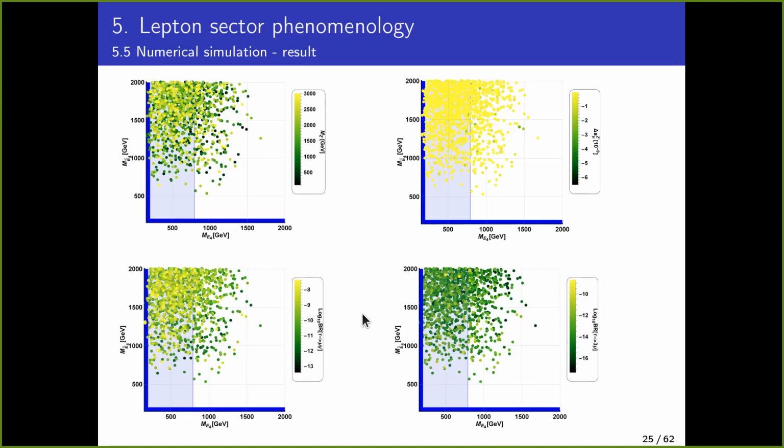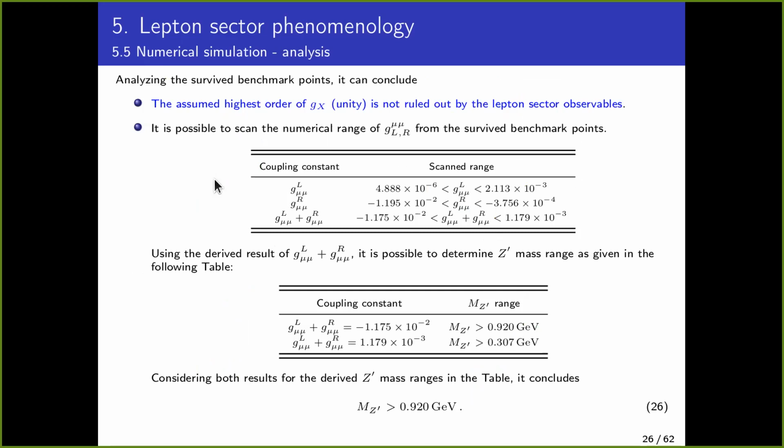So here, what we can conclude in this lepton sector phenomenology is that the assumed highest order of gX, unity, is not ruled out by the lepton sector observables. This is the first feature we found. The next feature is that it is possible to scan the numerical range of the Z-prime left-handed or right-handed muon pair couplings from the surviving points.